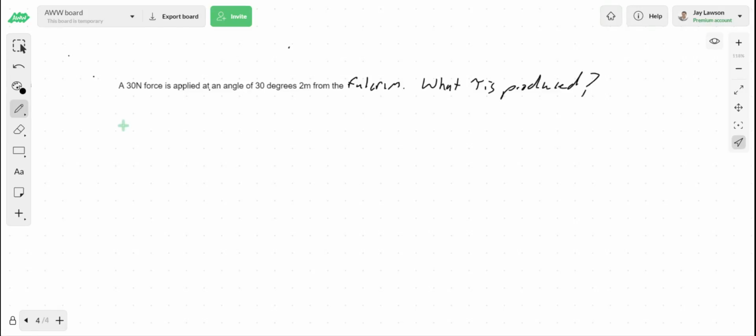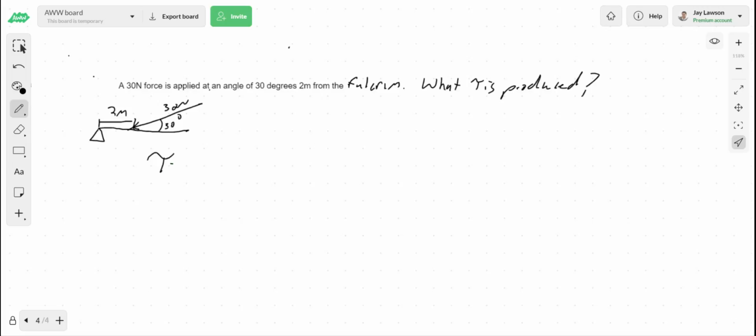All right. So here we go. After all that, we have one final problem. Now I'm going to draw a picture. Here I have a lever, my fulcrum, and a 30 Newton force is going to be applied at an angle of 30 degrees at a distance of 2 meters from the fulcrum. What is the torque produced?